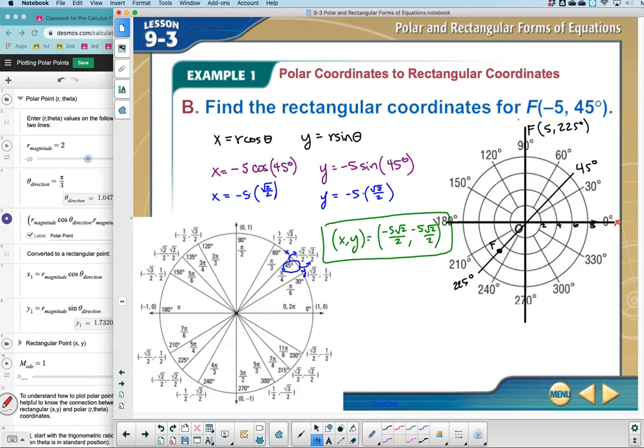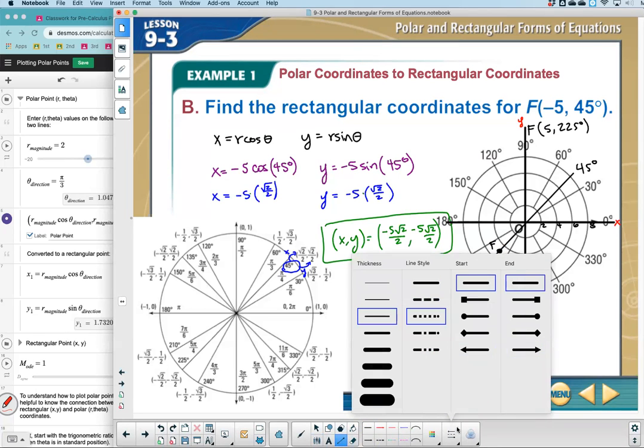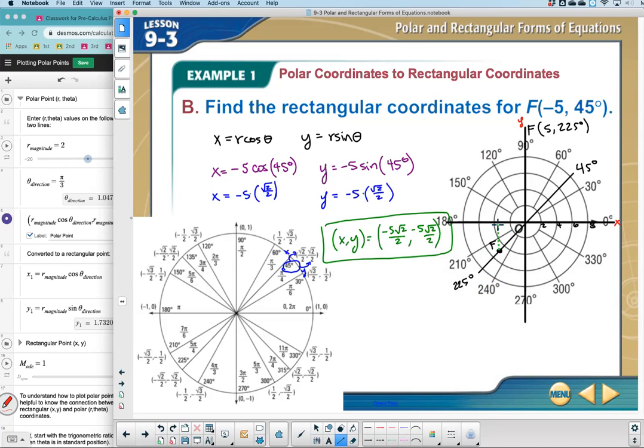Here's my x-axis, here's my y-axis. This means this point right there is left 5 times square root of 2 over 2 units, and down 5 square root of 2 over 2 units. That's where that value would be located. That's what we just determined. -5 square root of 2 over 2 and -5 square root of 2 over 2 in terms of the x and y axis.